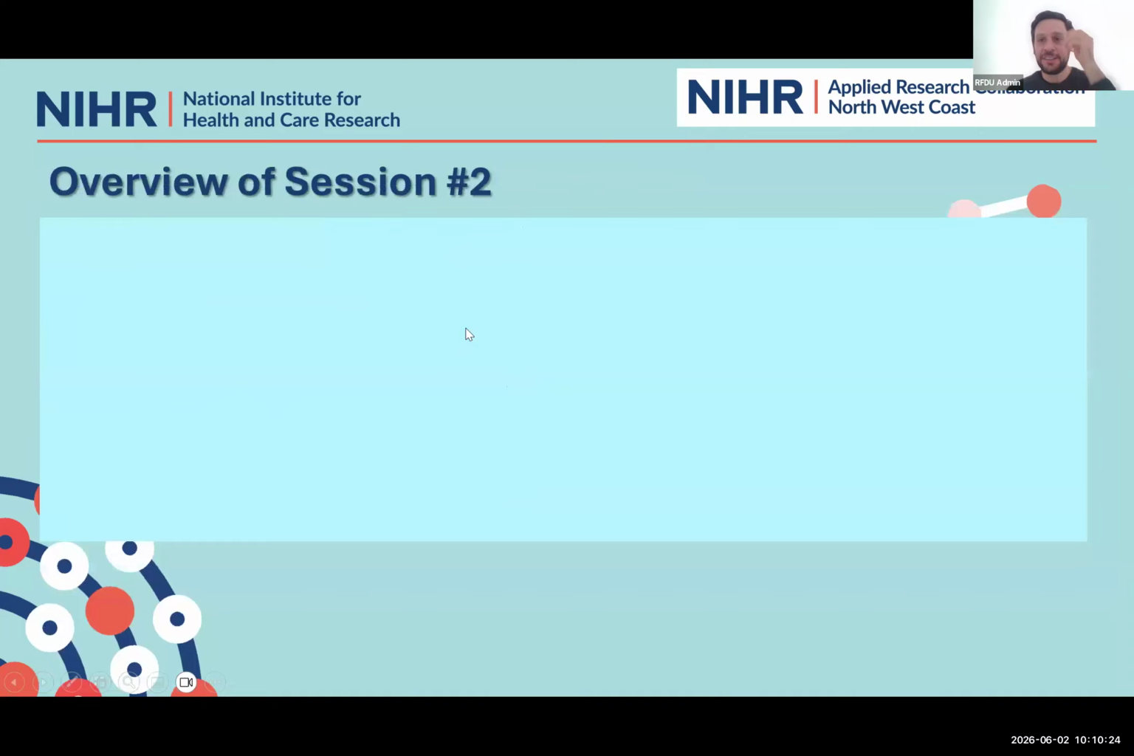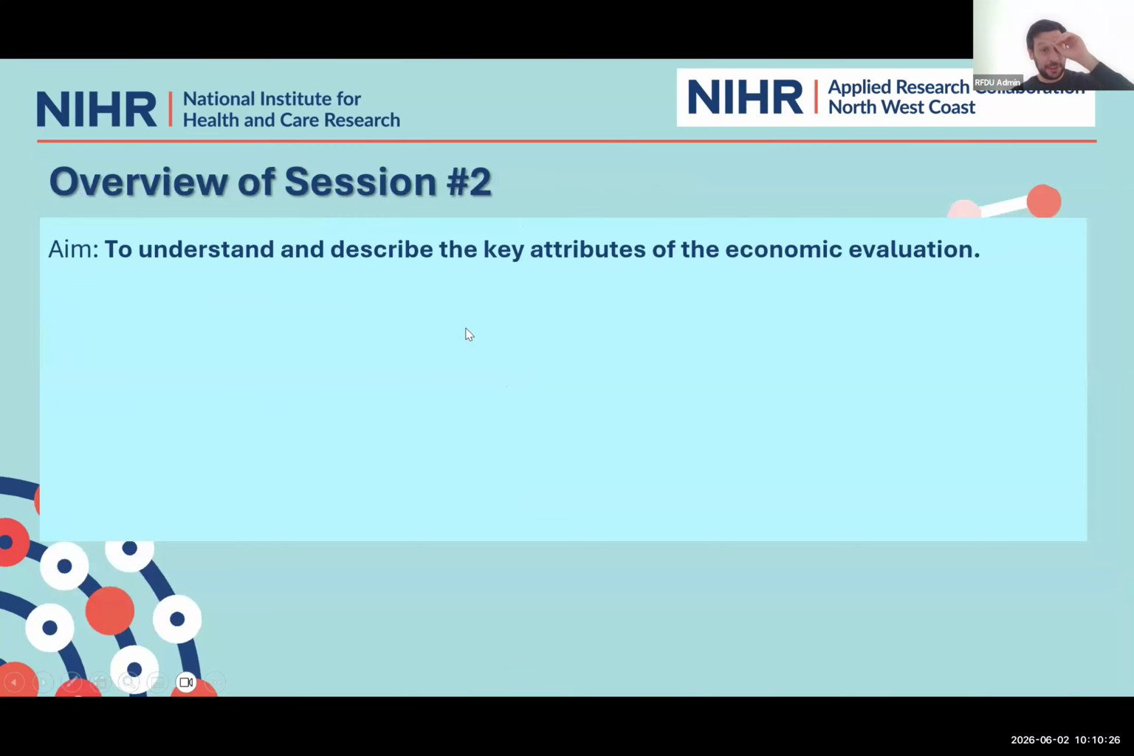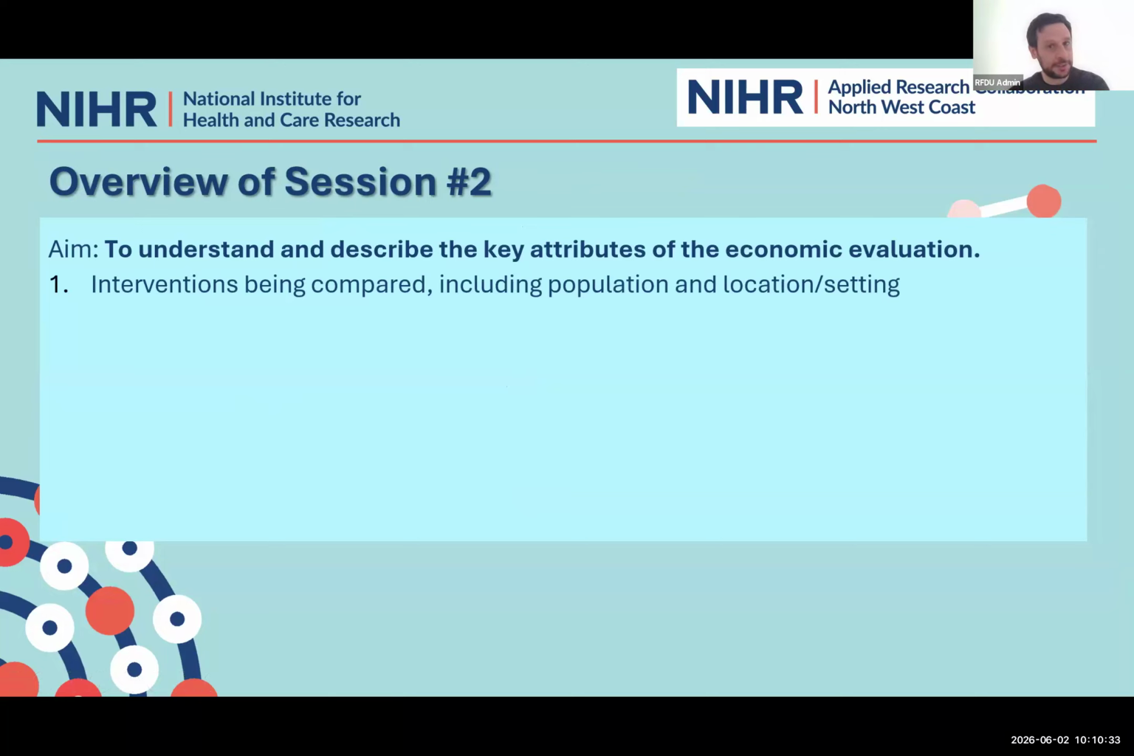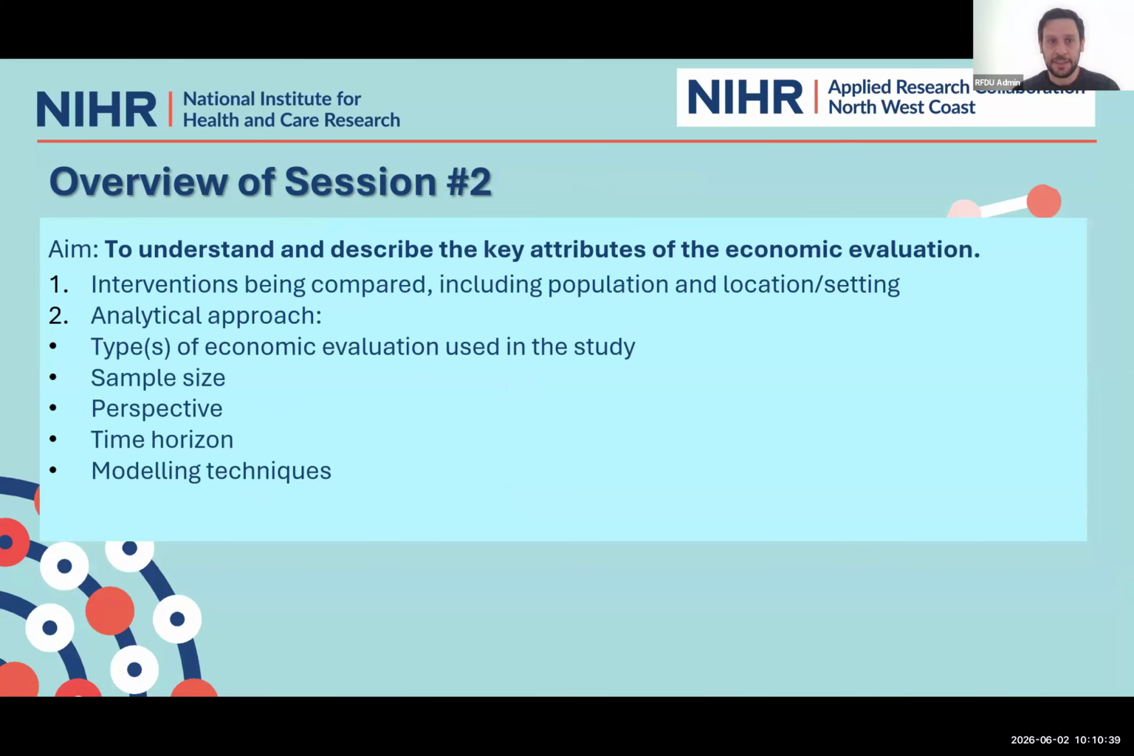Okay. So overview of session 2, we are going to try to understand and describe the key attributes of the economic evaluation. I'm going to talk about the interventions being compared, including the population and the location and setting. And then I'll cover very quickly some concepts like the type of economic evaluation used in the study, the sample size, the perspective, and the time horizon.